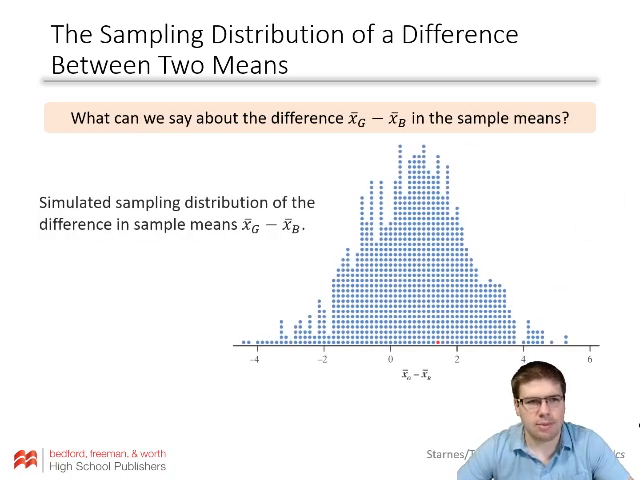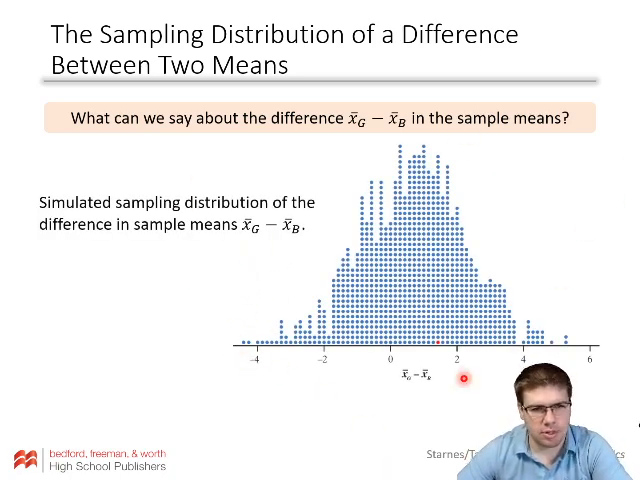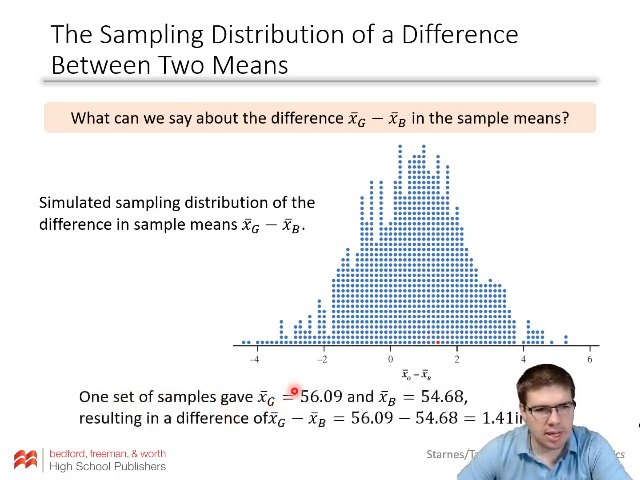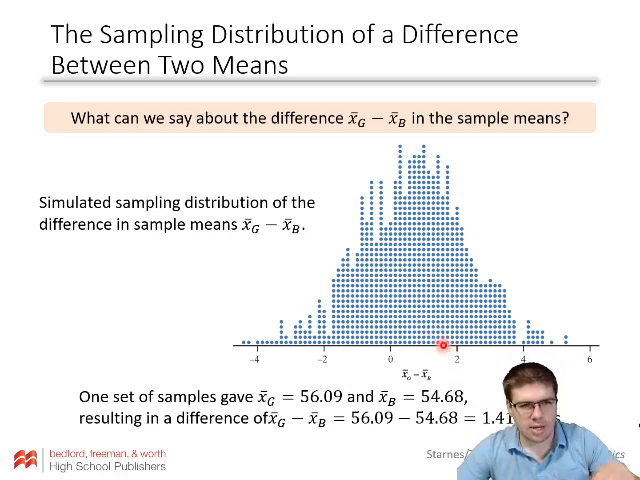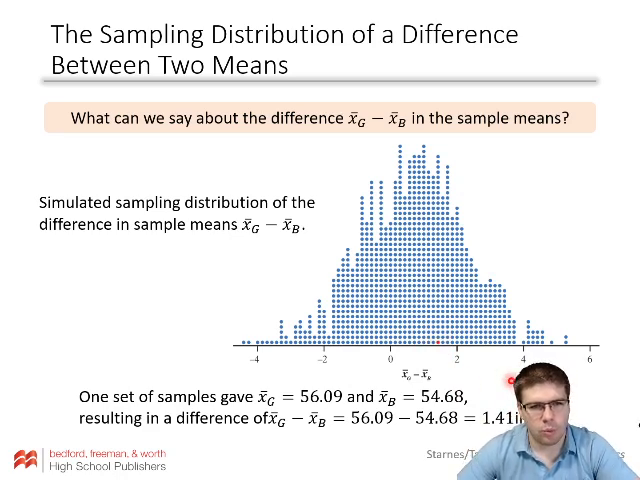And so they simulated a sampling distribution of those sample differences. If we focus on one little dot here, one set of samples gave x bar g of 56.09 and x bar b of 54.68. So our average of our 12 girls was 56 inches. Our average of our 8 boys was 54 inches. If you subtract those two numbers, you get a 1.41 inch difference. And so in those two samples, the difference in mean height was 1.41 inches. The girls were, on average, 1.41 inches taller.